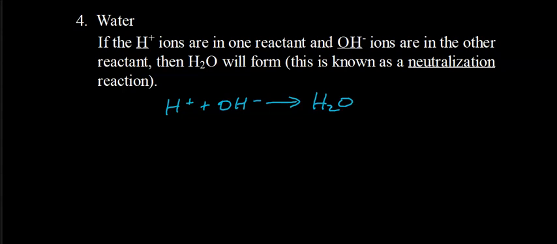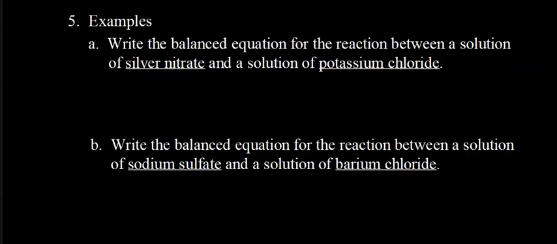So let's take a look at some examples of double replacement reactions. First one, write the balanced equation for the reaction between a solution of silver nitrate and a solution of potassium chloride. So let's go ahead and write the formulas of the reactants. Go ahead and pause the video and do that.